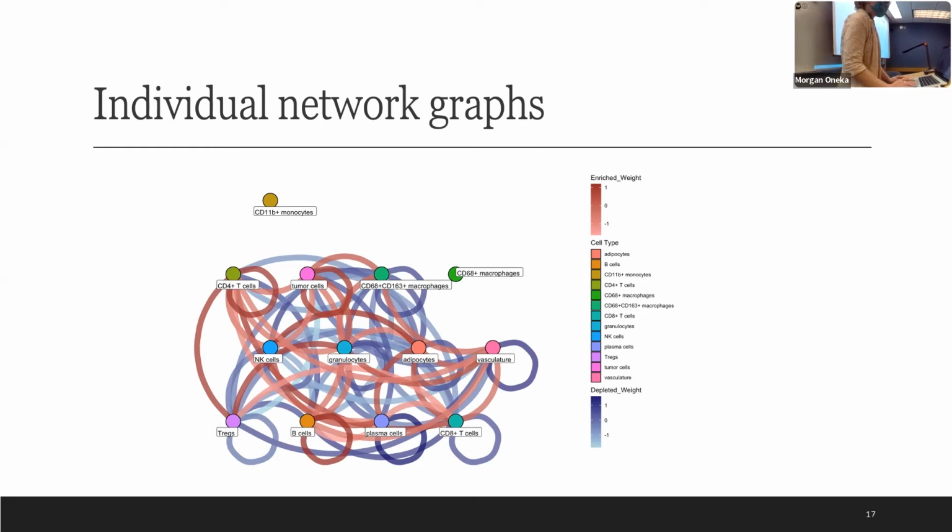And creating this with the library that I built didn't take too many steps. It was about 5 steps. So I read in my output from the cell pair interaction library that I use.